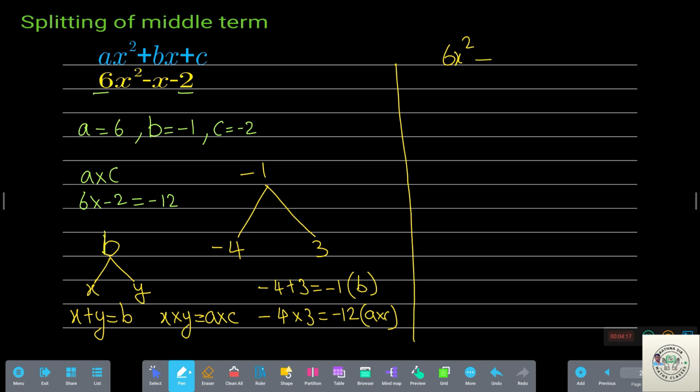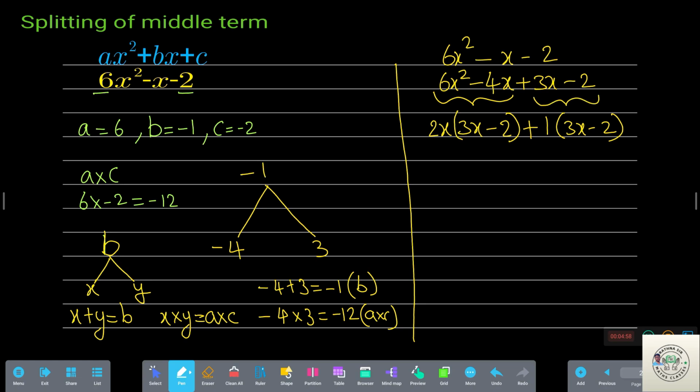6x square minus x minus 2. So 6x square minus 4x plus 3x minus 2. Okay. So from these first two terms, we can take something as common. What we can take? We can take 2, and also we can take x. 2x is the common term. So what is left over here? 3x minus 2, plus, if you take 1 as common, 3x minus 2 from these two terms.